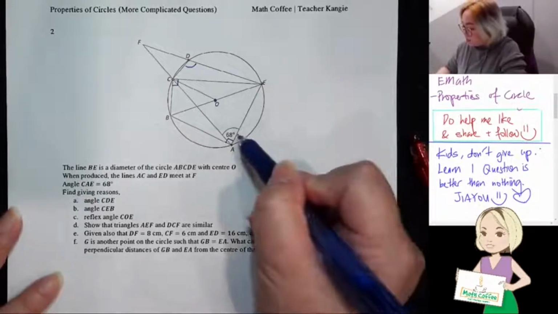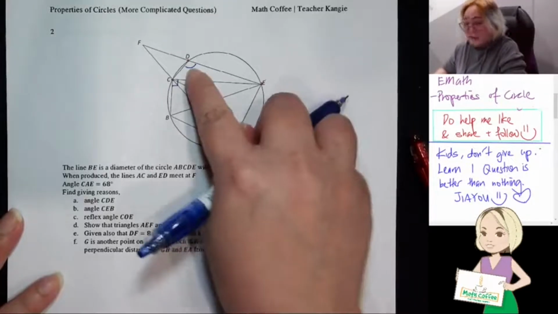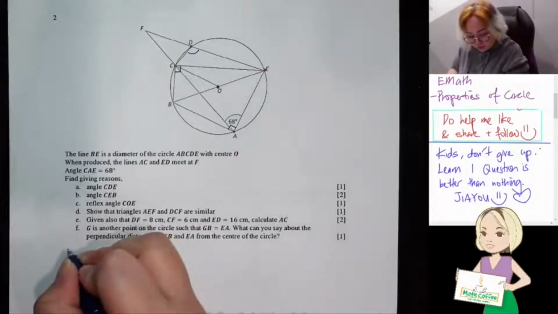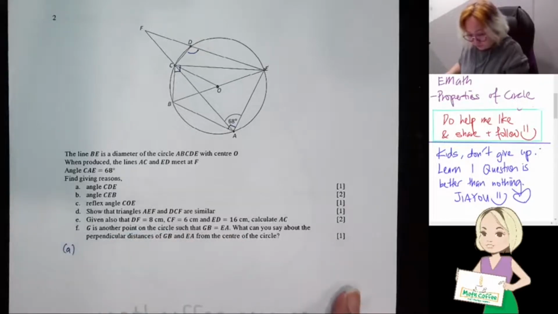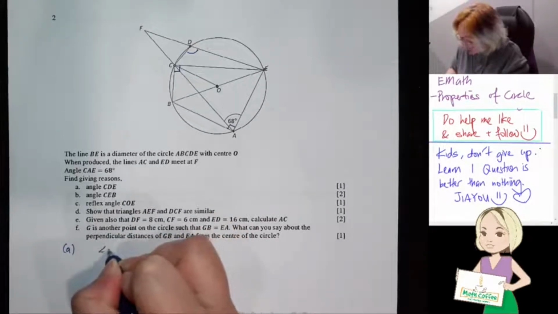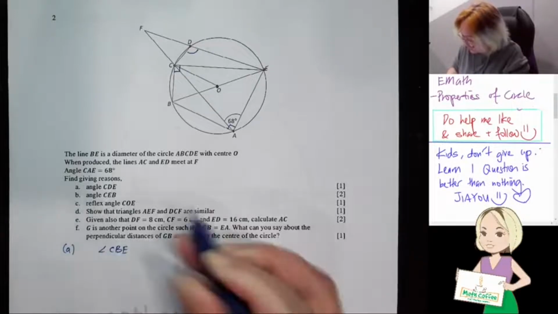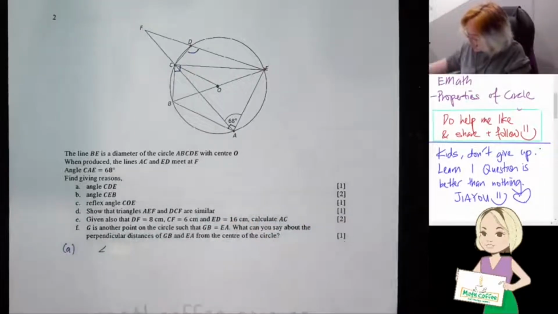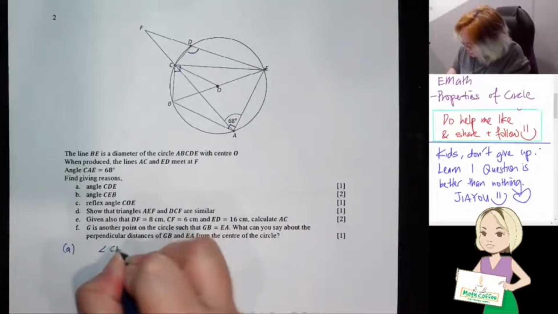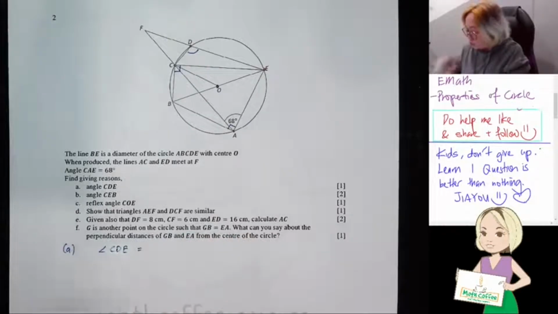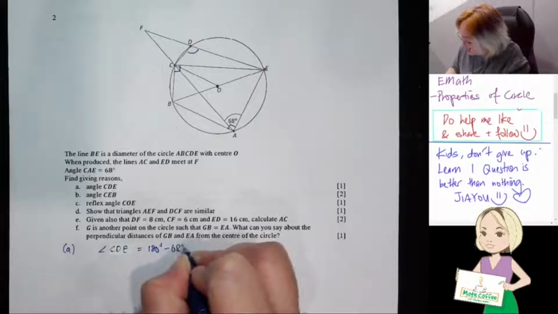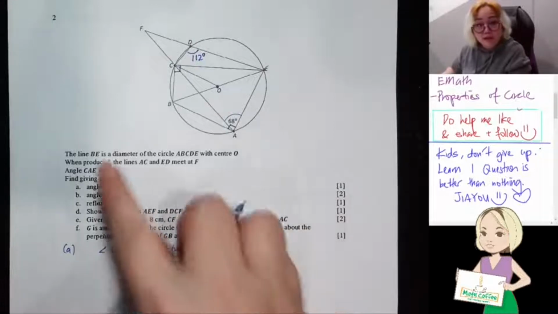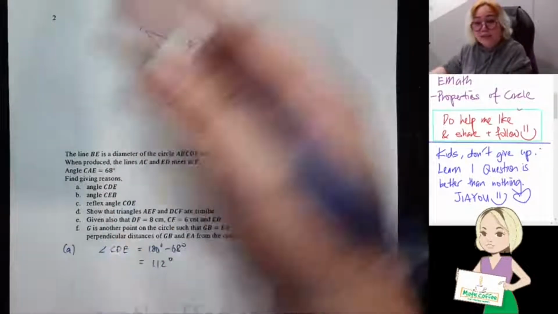So in this case, we will know that this 68 degree plus this angle over here actually give you 180 degree. So part A, I'm going to write here. So we will say angle CDE. So straight away I can find my angle CDE, which is equal to 180 degree minus 68 degree, that gives us 112 degree. Update the diagram. Always update the diagram after you find the angles. If not, it's difficult for you to analyze the next step.